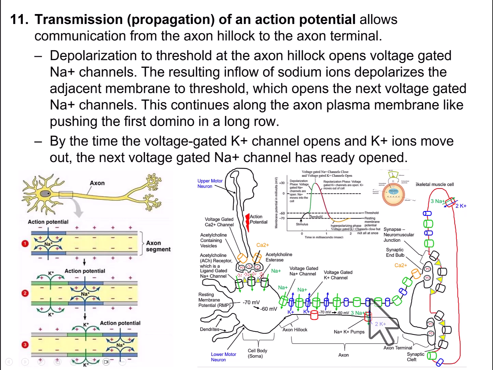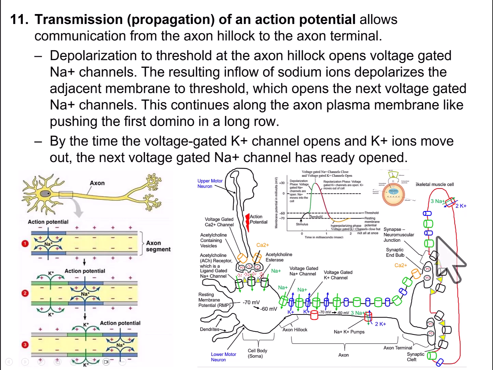And then following it is going to be the repolarization. Because once that sodium has come in and it's gone to the next voltage-gated sodium channel, following that you have repolarization, potassium moving out. And that's what this is showing right here. By the time the voltage-gated potassium channels open and potassium moves out, that next voltage-gated sodium channel has already opened. That's the way you get an action potential from one end of the neuron down to the other end of the neuron. Or the muscle cell membrane, where you see the muscle cell, it's going to behave the same way.